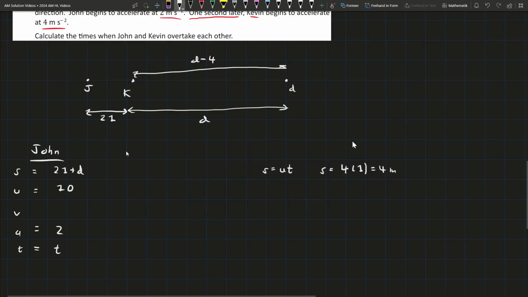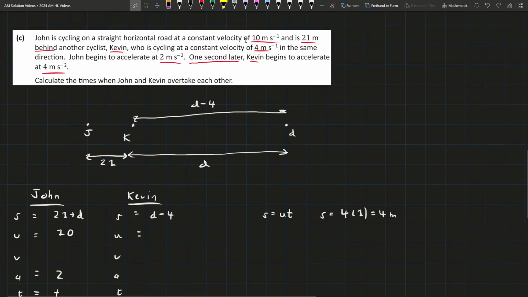So, for Kevin now, we have SUVAT. The distance he has to travel now is d minus 4 meters because he's already done the first 4 meters and he only has to do d minus 4 now. His initial speed, it says, is 4 meters per second.